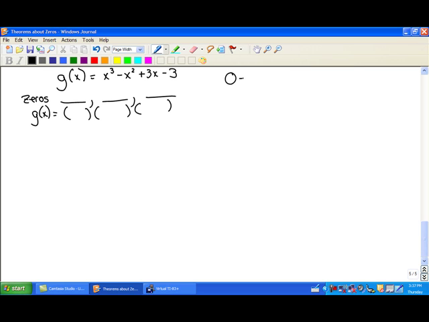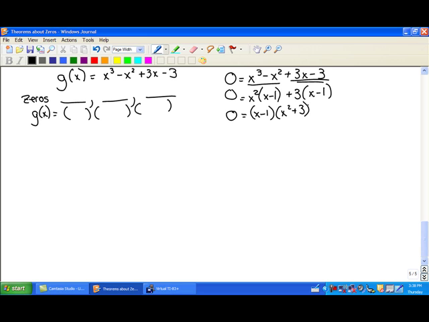Now, if we set this equal to 0 and try to factor it, we can actually factor this one by grouping. If you look at the first two terms, they have an x squared in common. If we pull out an x squared, we're left with x minus 1. The last two terms have a positive 3 in common. If we factor out the positive 3, we're left with x minus 1. Notice both terms now have a common factor of x minus 1, so we can pull out the x minus 1 and be left with x squared plus 3.